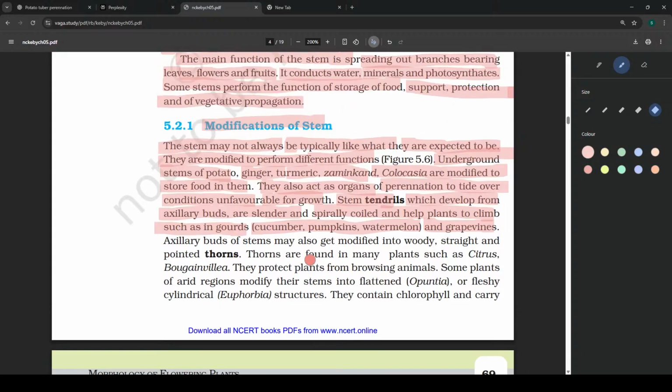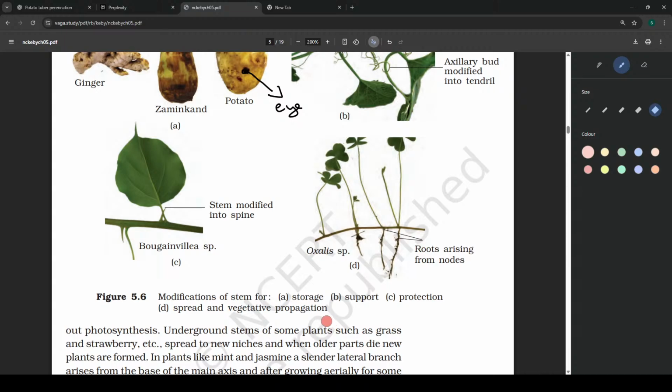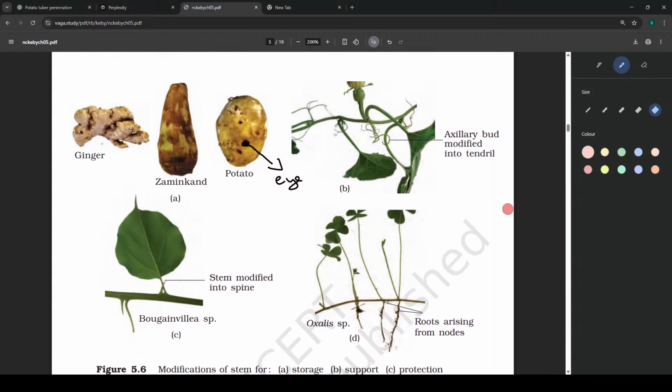They also act as organs of perennation to tide over conditions unfavorable for growth. Stem tendrils, which develop from axillary buds, are slender, spirally coiled, and help plants to climb, such as in gourds. Another modification of stems is seen as tendrils, stem tendrils. Yes, these are the stem tendrils.